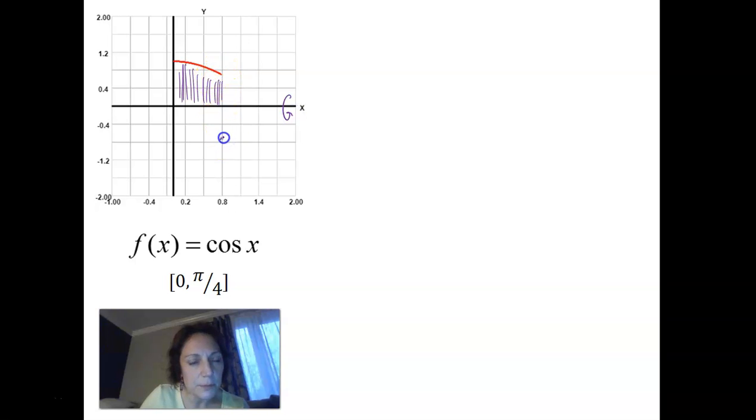Oh boy. Something like that. Put my circles on the ends. I think this looks like a dog bowl. That's what I think it looks like.